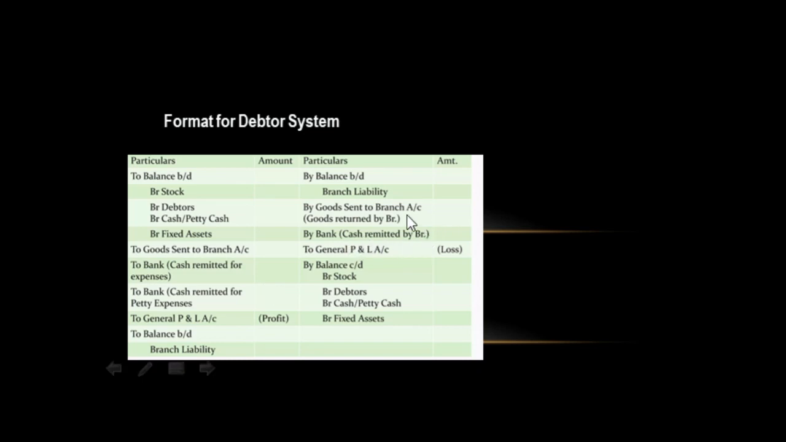credit side. So the balancing figure we take: in case it is a profit, we show it in the general profit and loss account. If it is a loss, then on the credit side we show it in the general profit and loss account.